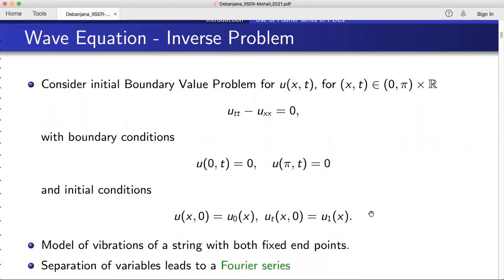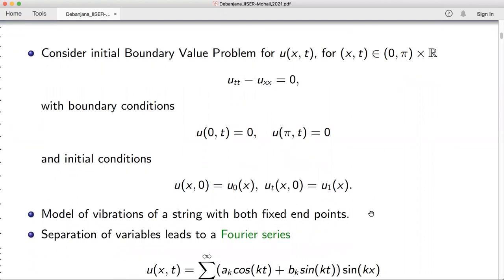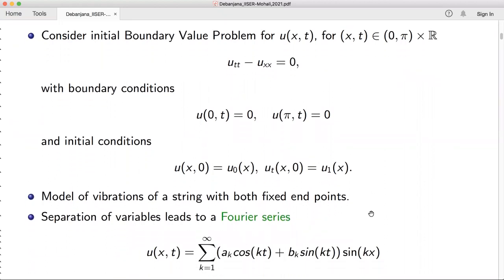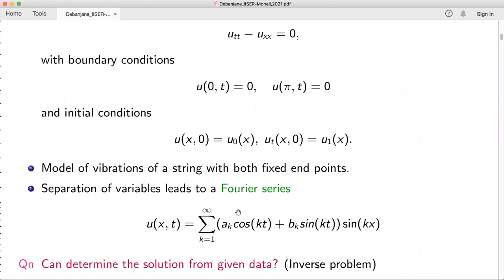This PDE in particular models or describes the vibration of a string. You can consider a very thin string which behaves like one dimension in the space variable. There is no weight, only the length is considered, and the two endpoints of that string are fixed. Both endpoints are fixed, and for that string we can consider this wave equation.